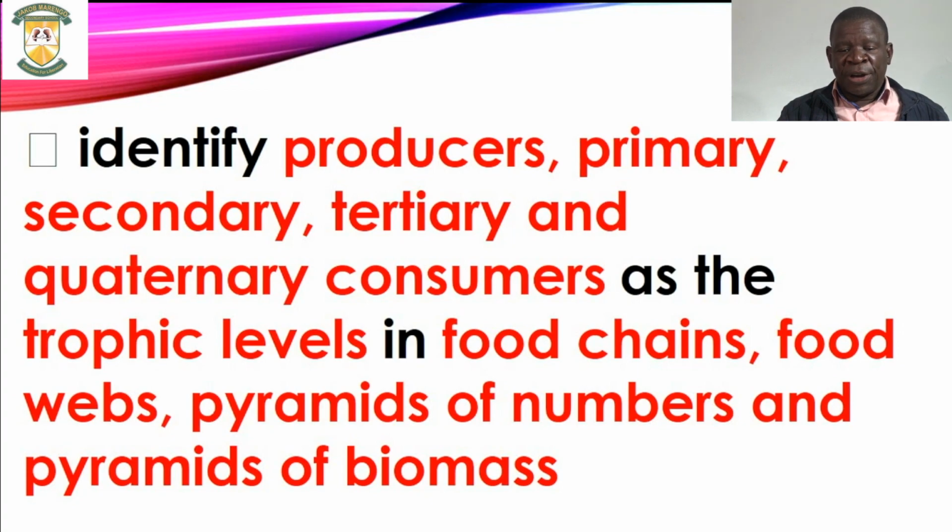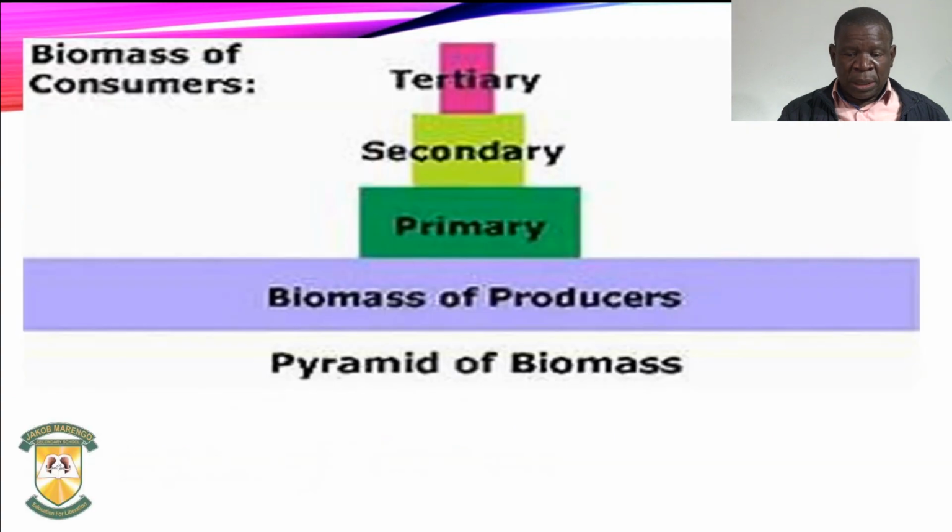So on the lower level of any pyramid, there will be the producers. On the top level, we'll have the primary consumers, then secondary and tertiary consumers. Eventually, the quaternary consumers. Each of these levels represent a trophic level. So as you go up the pyramid of numbers or pyramid of biomass, the numbers of organisms or the amount of biomass decreases. Biomass basically represents biological mass.